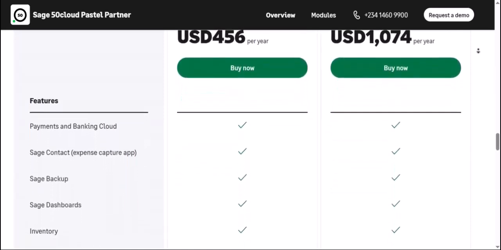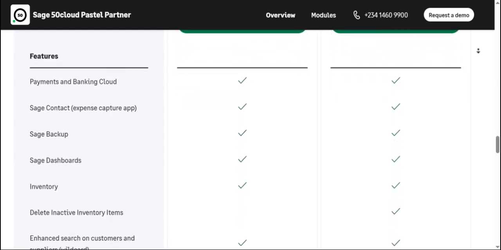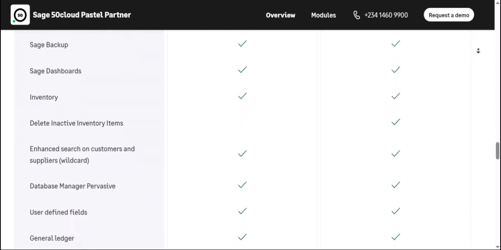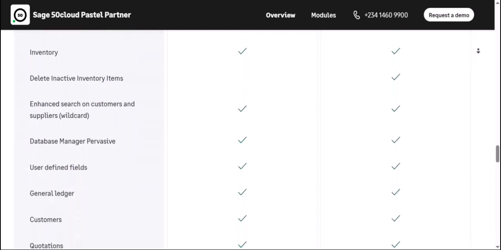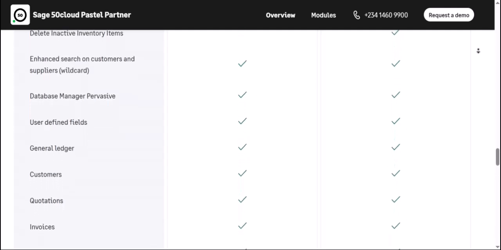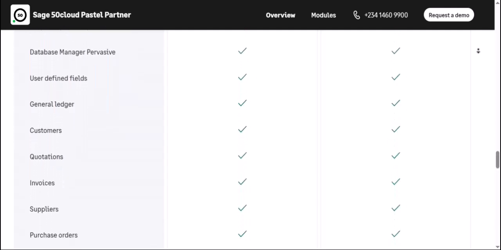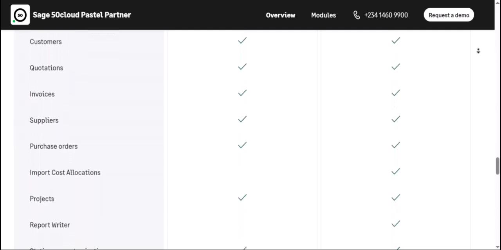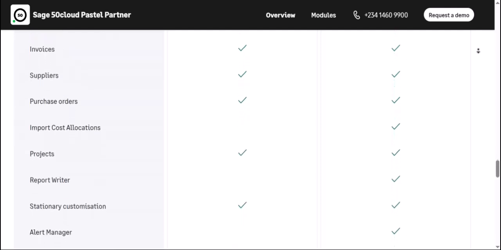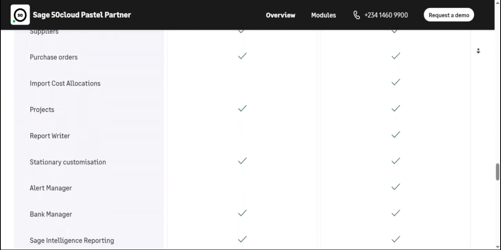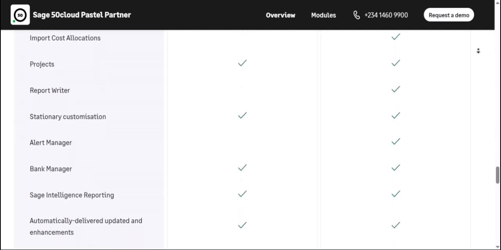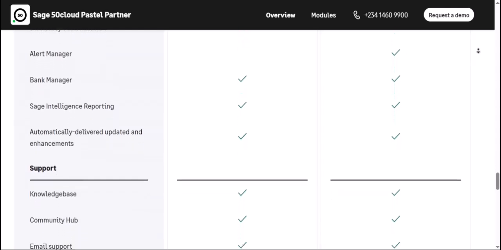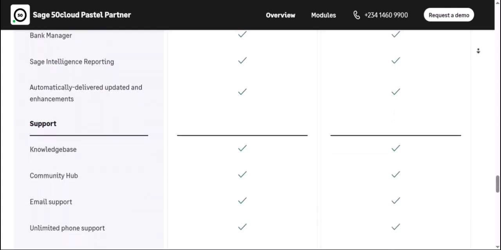Sage Intacct. Who it's for? Medium to large businesses and rapidly growing organizations, especially those with multiple entities, complex revenue recognition needs, or significant reporting requirements. What it does. Sage Intacct is a powerful, true cloud-native financial management platform. It excels in automation, deep financial insights, multi-entity consolidations, and advanced reporting. It's often chosen by businesses transitioning from simpler accounting software as they scale. Deployment. Fully cloud-based.